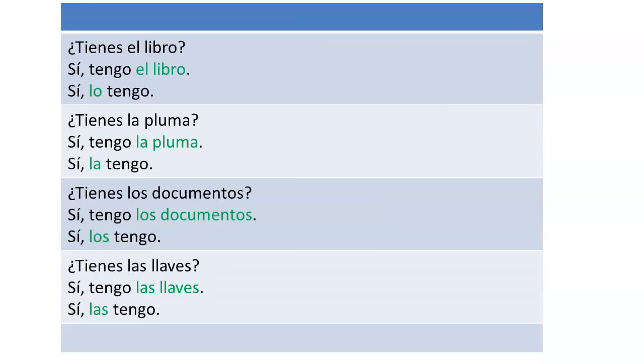And now just a few examples with direct object pronouns that represent things. ¿Tienes el libro? Si tengo el libro, yes, I have the book. Or you could substitute lo for el libro. We've seen this example already. Sí, lo tengo. ¿Tienes la pluma? Do you have the pen? Sí, tengo la pluma, you can say. Or to economize, you can say sí, la tengo. I have it. La substituting for la pluma.